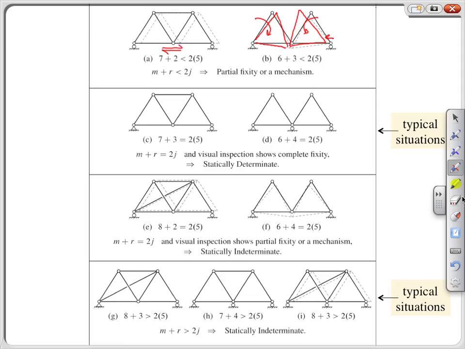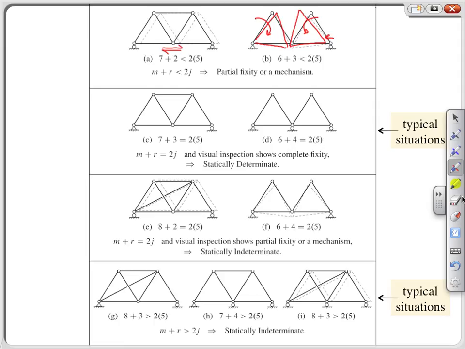The second row shows typical configurations of statically determinate trusses. Note that if we were analyzing truss D, we wouldn't want to begin with an analysis of the whole truss, as that would be statically indeterminate. Here we would be better off by starting with an analysis of the upper joints.